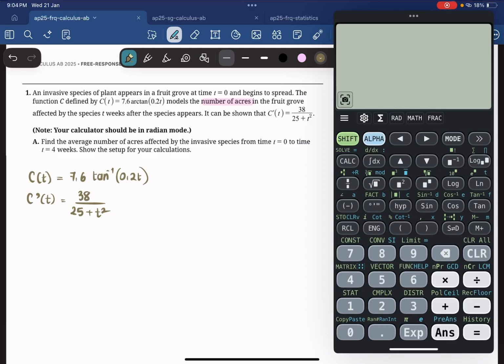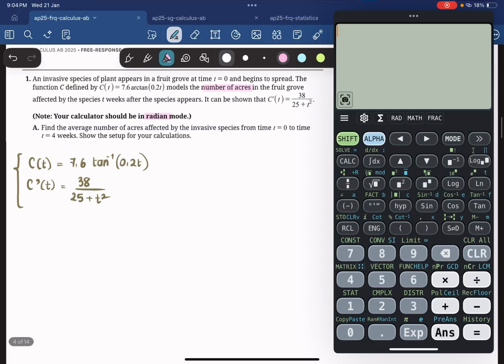Okay, so you're given the function C of t and C prime of t. In part A, they said, find the average number of acres affected by the invasive species from t equals 0 to t equals 4. Show the setup for your calculations. Remember to have your calculator on radians, not degrees. Let's start with the first part. The number of acres is represented by the function C of t, so when you say the average number of acres, it means they want the average value of a function.